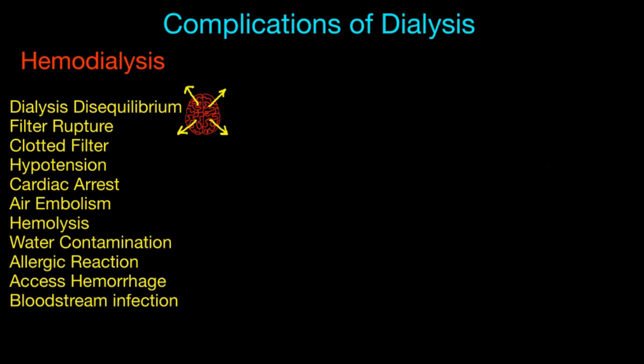Also, hemolysis can occur. Imagine the blood is being pumped through a large amount of tubing, so if there's a kink in the tubing or some sort of mechanical problem, there could be shear stress on red blood cells, and just that alone can cause a significant amount of hemolysis. Or there can be hemolysis due to some sort of contamination of the dialysate water. So water contamination is unique to hemodialysis.